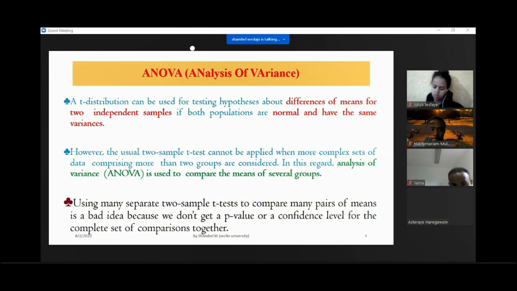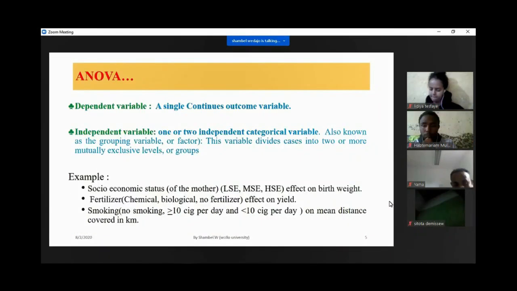So in ANOVA, the dependent variable is a single continuous outcome variable. Make sure that the dependent variable is a single continuous outcome variable, like in the t-test and z-test. We can compute a mean. It's not a nominal scale, it's not an ordinal scale, rather it's a continuous outcome variable. It is a single one. It's not 2 dependent variables, it's not 3 dependent variables. It is 1 dependent variable.